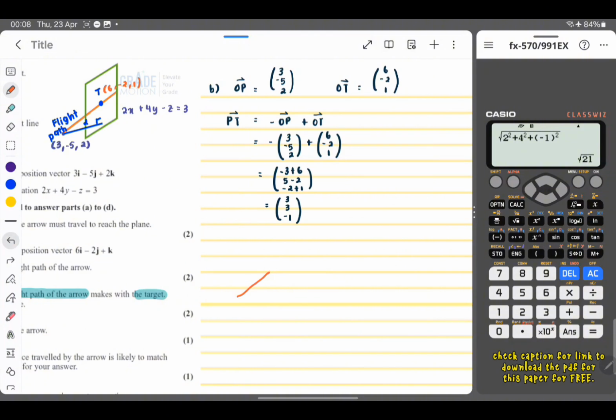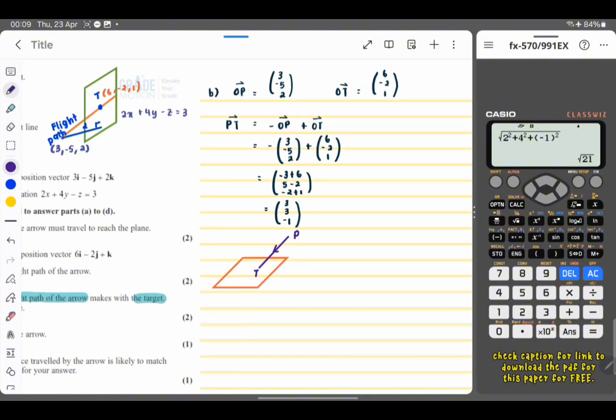Let me make it into a line. So this is my target. It is on a plane. Okay, so what happened now? I have a flight path that is a straight line. So let's say it's from P to Q. It looks like P to T. So here is P and here is T. So PT moving it like that.